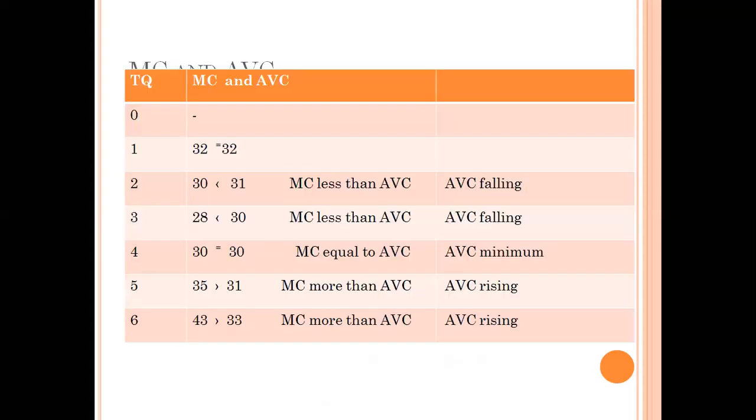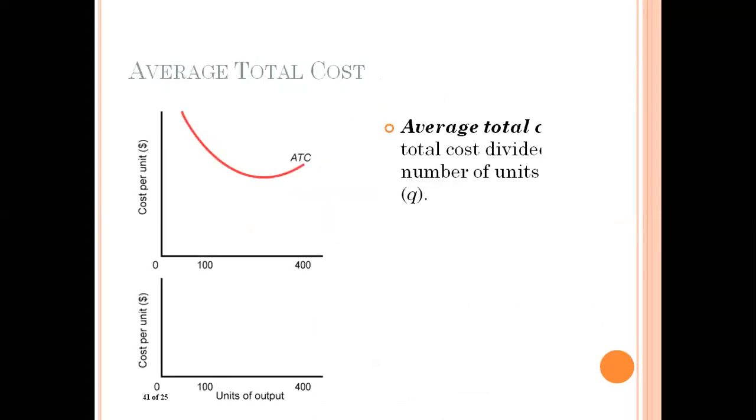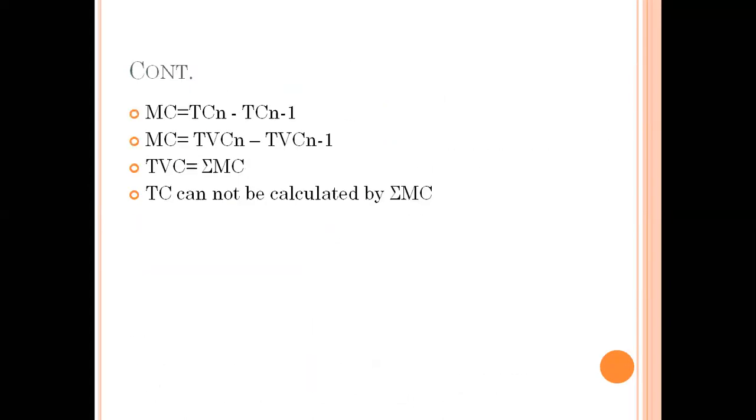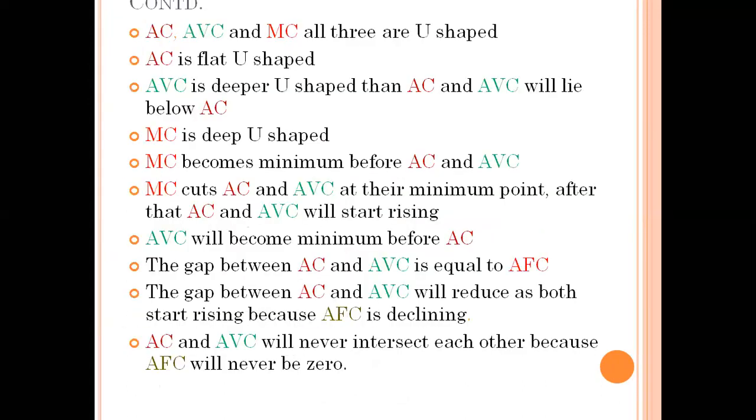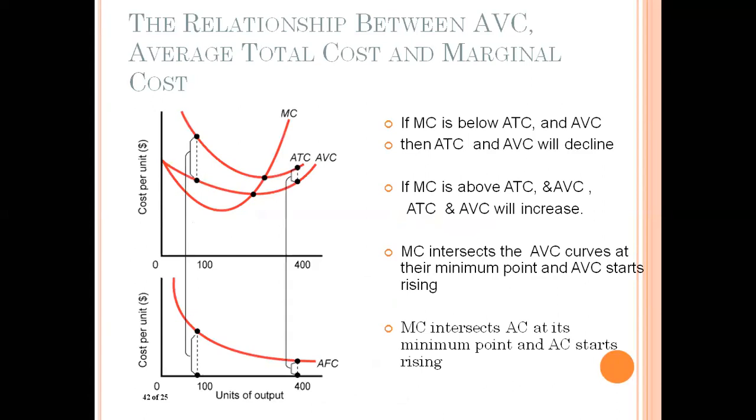Now just have a look at this, please. Just have a look at the above diagram. इसमें जो ऊपर वाला diagram है, please उसको देखिएगा. The above diagram, ऊपर वाला diagram, where the three curves you can see all together: AC, AVC, and MC. Can you tell me the reason why all these three curves are U-shaped curves?